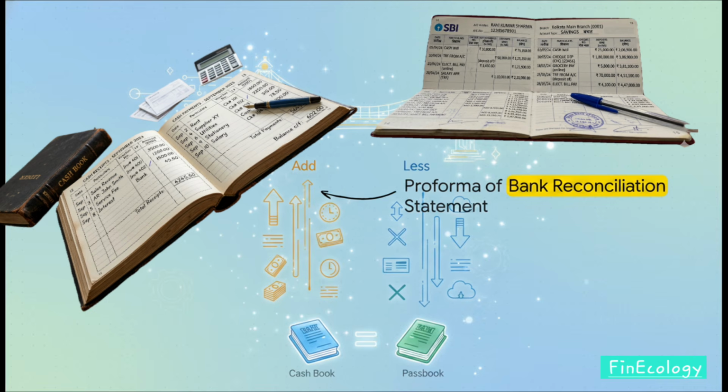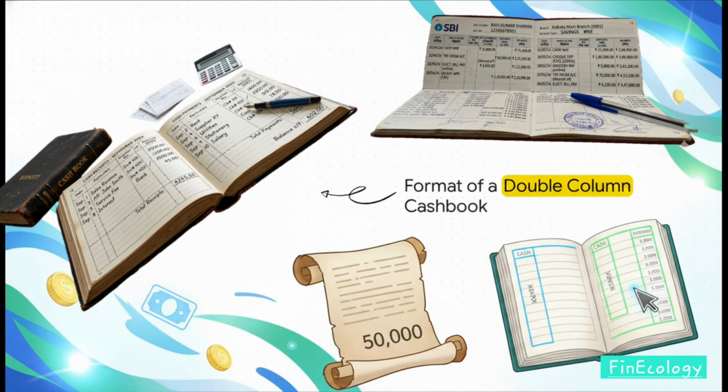Just to ground our investigation for a second, Raju got his initial 50,000 rupee figure directly from his double-column cash book. Notice how it has a specific column for bank right next to cash. Our source material notes that when you maintain this specific bank column, it actually serves the entire purpose of a bank account in your ledger. So the starting balance for our whole reconciliation puzzle is pulled straight from the bottom line of this exact document.